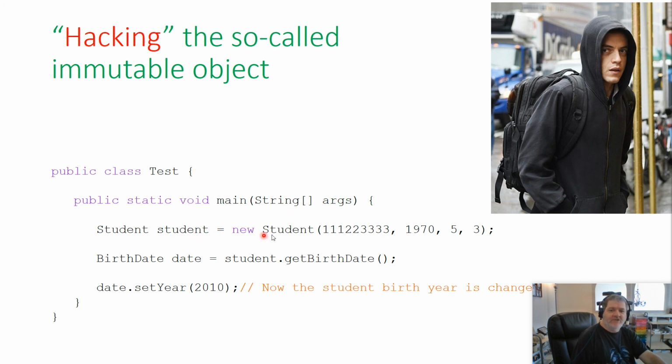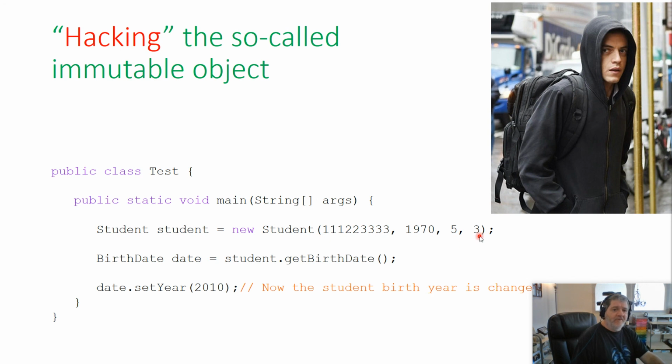I create an object of class student. Here's my social security number, the year the student was born, the month, I think, was the second, and then the day. And then the birth date equals student.getBirthDate. So after I create the student, I use a getter. There's nothing wrong with using a getter, right?